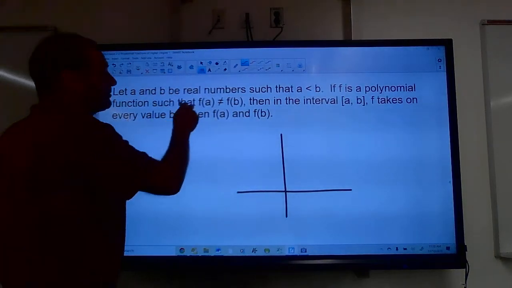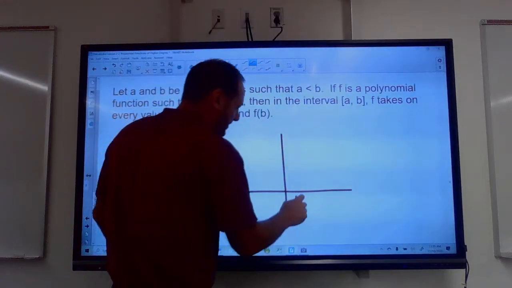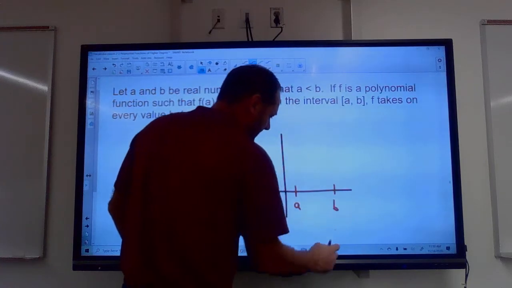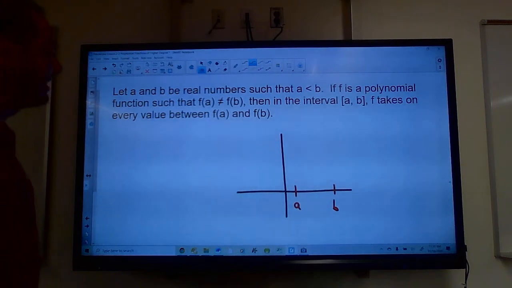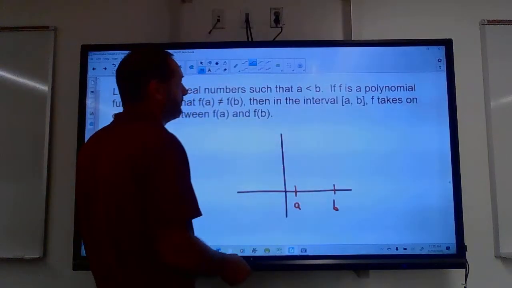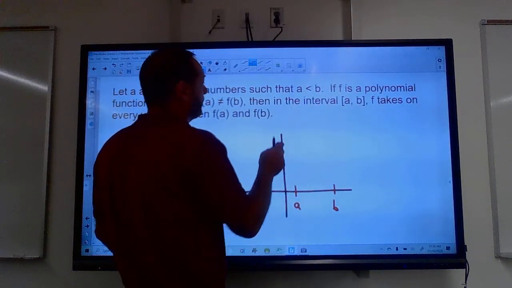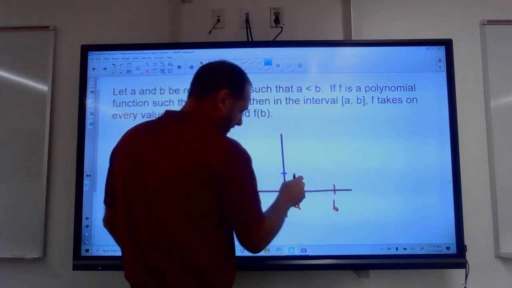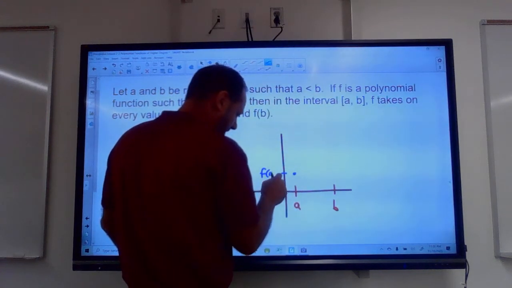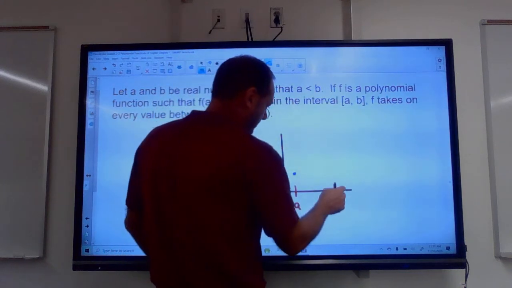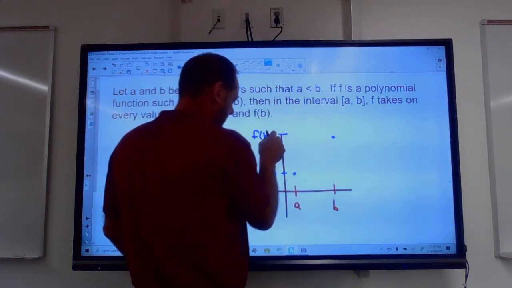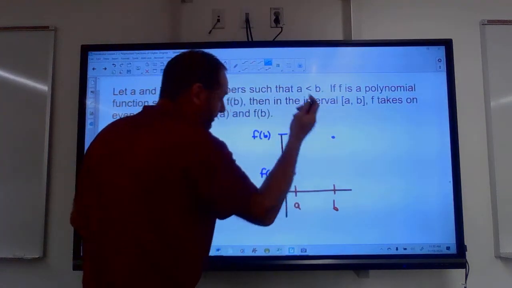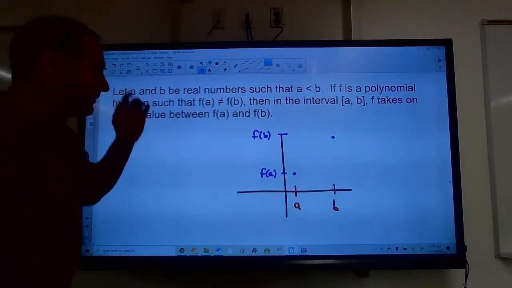So what does this say? I've got two numbers. A is less than B. So here's A, and here's B. B is bigger than A. If f is a polynomial such that f of A is not equal to f of B, it doesn't tell me what f of A or f of B is going to be. It just says they're not equal. So I'm going to put f of A right here, and f of B, say, right there. They're not equal. I could have put this one higher and that one low. It doesn't matter. Could have put them close together, further apart.